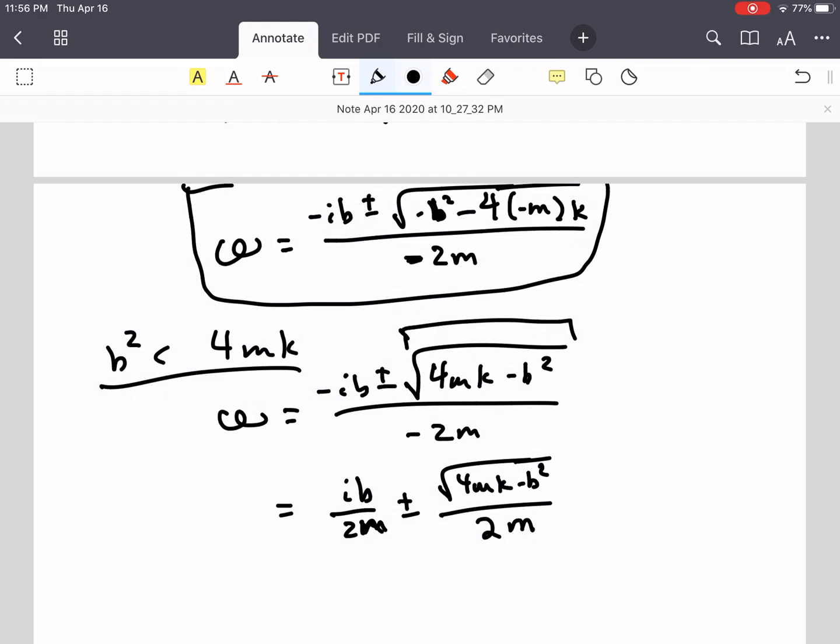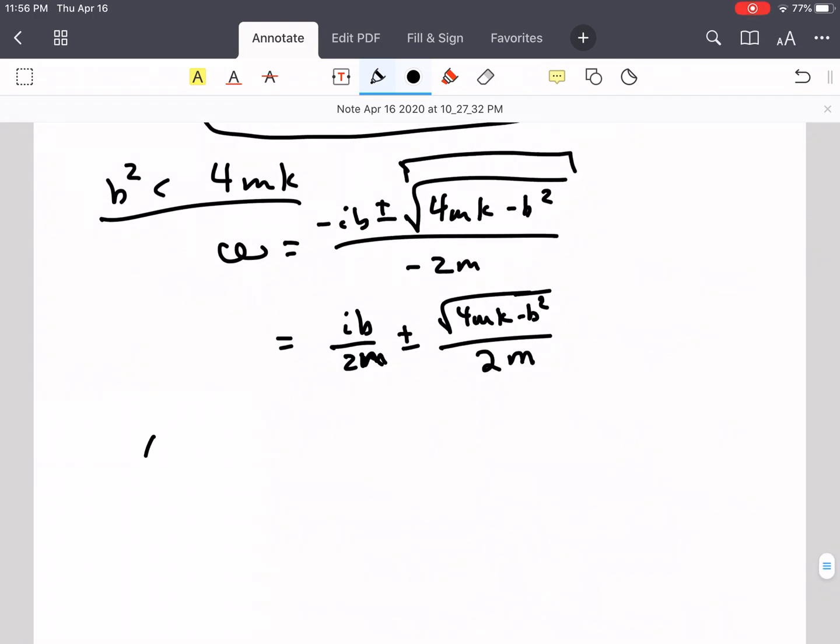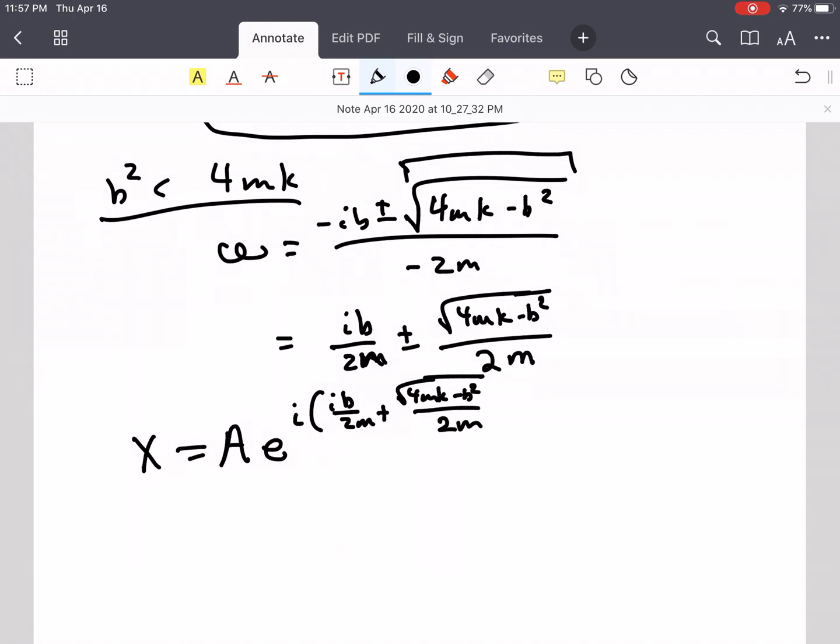And when I now plug that in, so these are the two solutions, that means that my full solution for x is a times the first solution, e to the i omega 1, so ib over 2m plus root 4mk minus b squared over 2m, t, plus b times e to the i times the opposite.